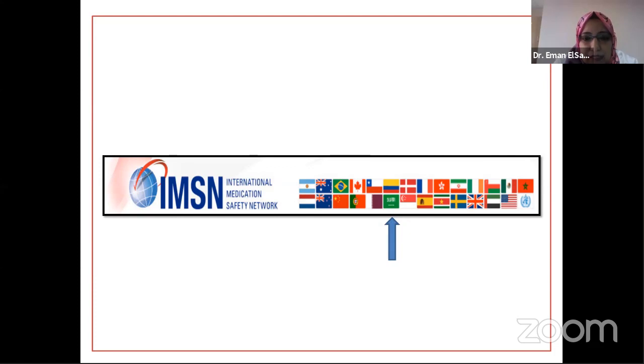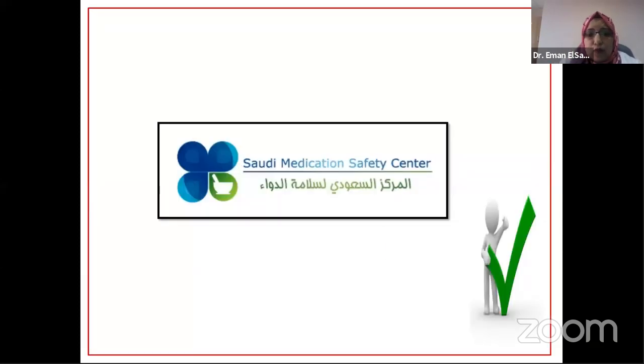Previously, there was the International Medication Safety Network, whose first meeting was held in 2006. Saudi Arabia was a member. All the members at that time made a pledge that they would cooperate to improve medication safety, and they would promote increasing knowledge of medication safety and improving medication safety practices. After that, in 2008, the Saudi Medication Safety Center was initiated.